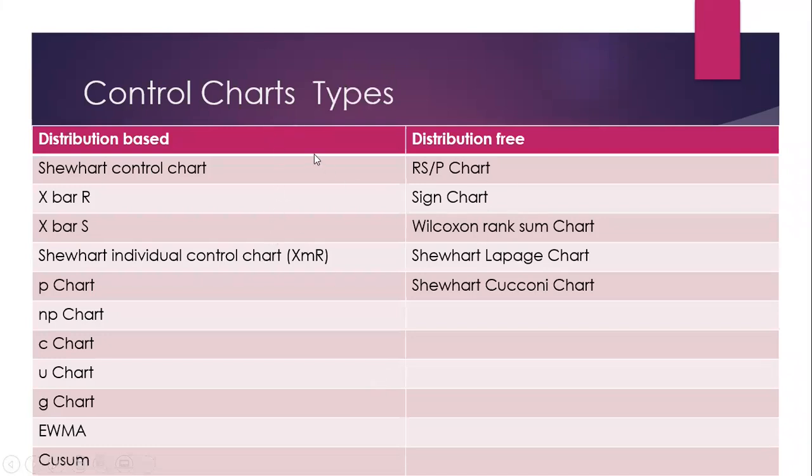These are various types of control charts. They can be divided into distribution based and distribution free. Distribution based control charts include Shewhart control chart, X bar R, X bar S, Shewhart individual control chart, P chart, NP chart, C chart, U chart, G chart, and there are special types of charts known as exponentially weighted moving average chart and cumulative sum chart.